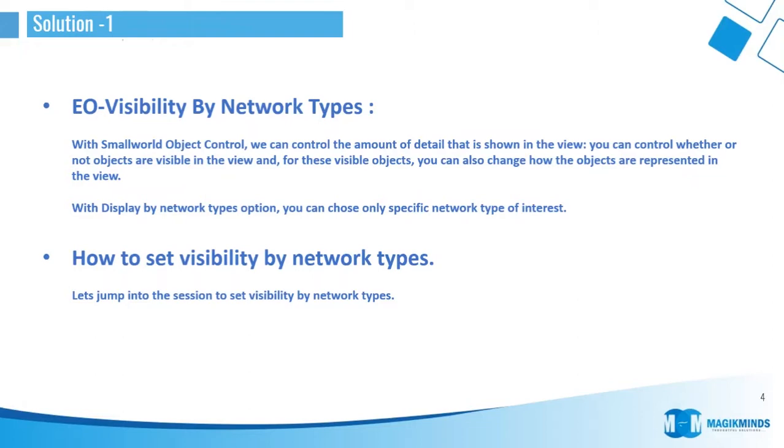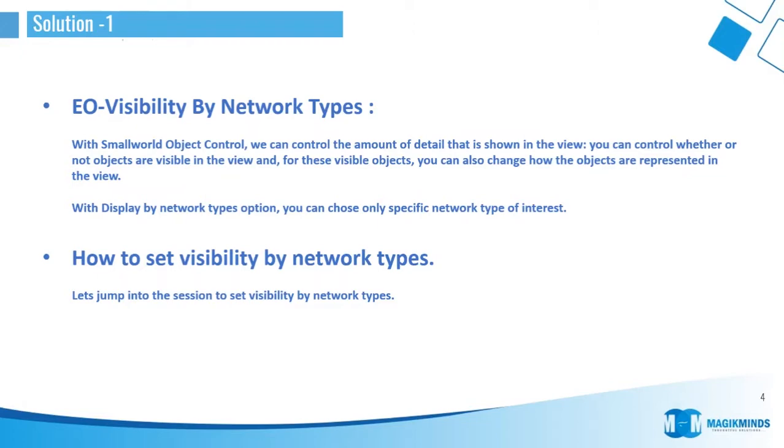You can control whether or not objects are visible in the view, and for these visible objects, you can also change how the objects are represented in the view. With this concept, the display by network type option, you can choose only a specific network type of interest. In this case, you can choose high voltage as the network type. Then you can view only the high voltage related network within a circuit.